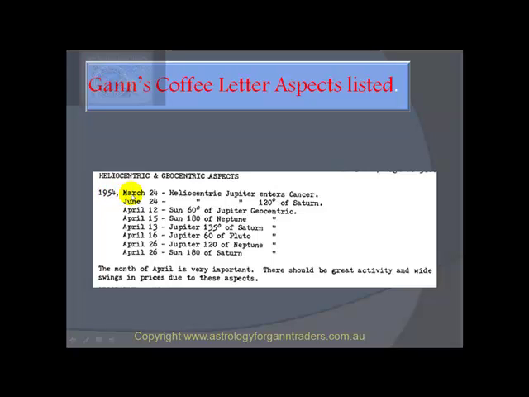1954, he starts with March 24, heliocentric Jupiter enters Cancer. Then June 24, helio Jupiter 120 of Saturn, which is a trine. And then he continues to list more aspects in geocentric. So he's got Sun 60 degrees of Jupiter geocentric, so that's a sextile. Then the Sun is opposite of Neptune. Then Jupiter 135 with, it just says quadrate. 16th of April is Jupiter 60, or sextile, of Pluto, and etc.